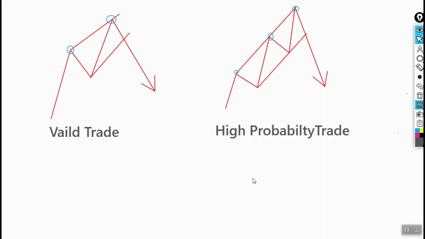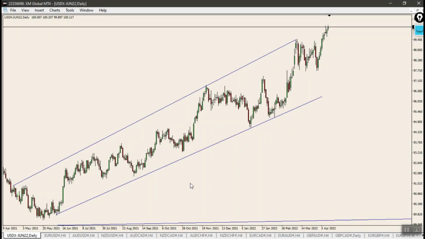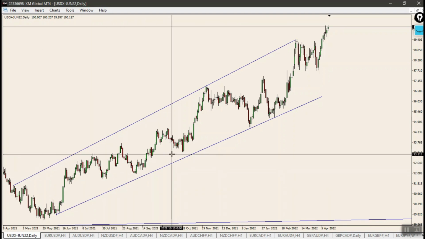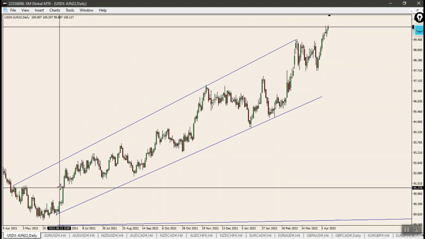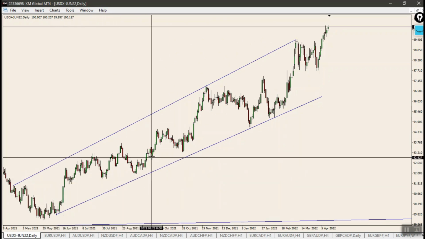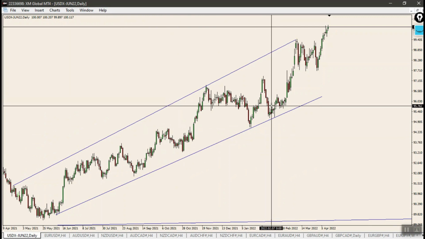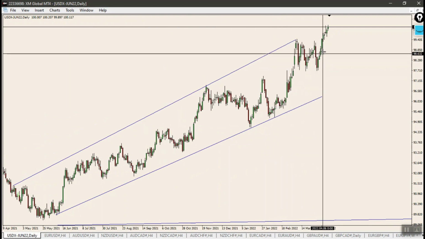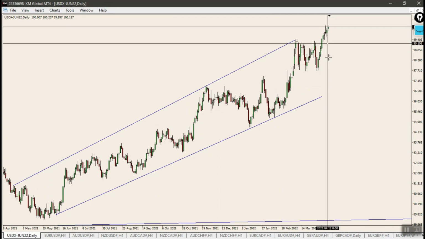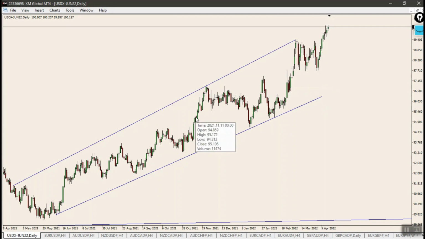So let's go on the chart patterns so that we can see more practical examples of what I'm talking about. On this example we are on the dollar index, the USD. As you can see quite clearly, the market is in an uptrend. The market has been moving impulse, correction, impulse, correction, impulse, correction, impulse, correction, and now we are in an impulsive phase. Those are the phases of the market, by the way.